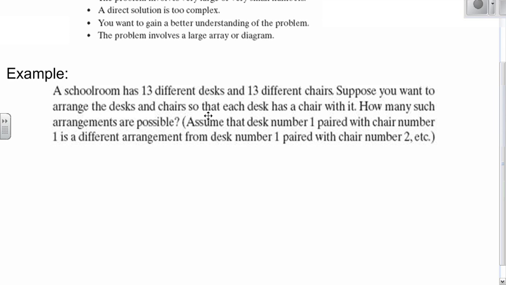A schoolroom has 13 different desks and 13 different chairs, and you want to arrange the desks and chairs so that each desk has a chair with it. How many arrangements are possible? So for this problem, we're assuming that basically each desk has a number and each chair has a number, and they're all different, or maybe they're all different colors, something like that, but they are distinguishable, and therefore it's different pairings based on which desk goes with which chair.